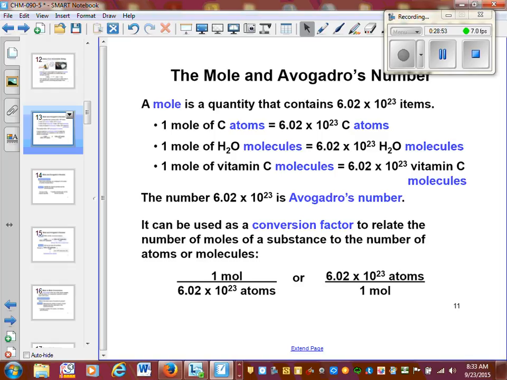So 6.02 times 10 to the 23rd cars is 1 mole. 6.02 times 10 to the 23rd avocados is 1 mole. Since they're avocados, that's a guacamole.